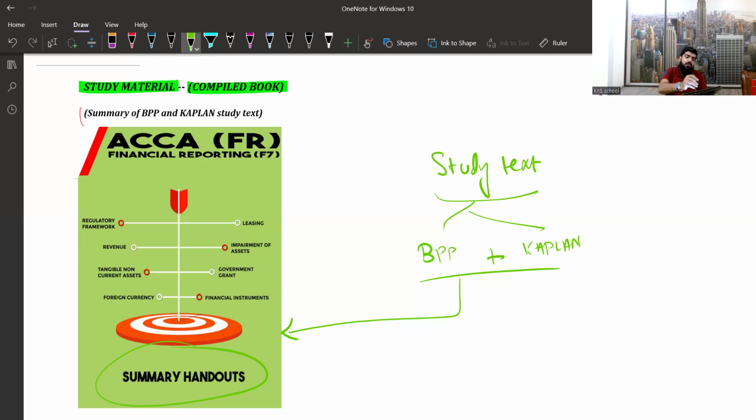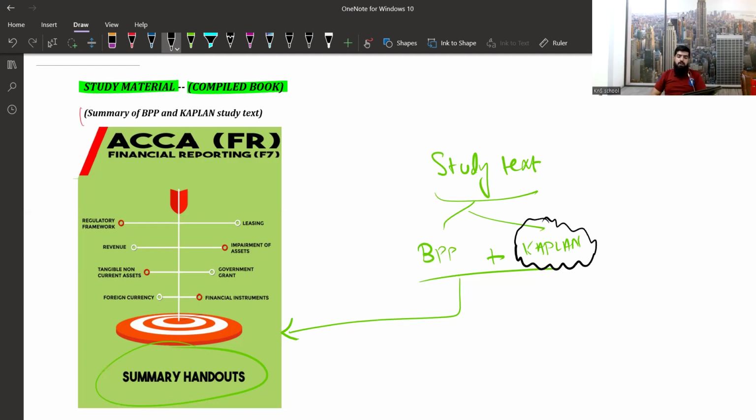But yes, if any student wants to read and has a very good habit of reading books, and if he or she really wants to learn from the study text, I would recommend going for the Kaplan study text. You can definitely get it. I can also provide you with the soft copy of it, so you can read the Kaplan study text and have a better understanding.